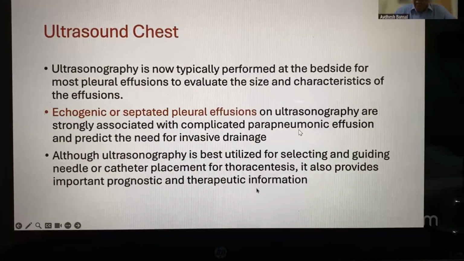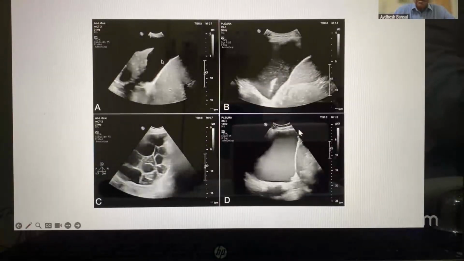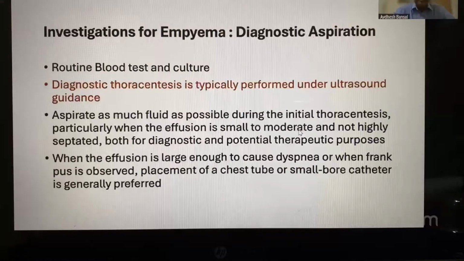So ultrasound is best utilized normally for selecting and guiding the needle or catheter placement, but also provides prognostic and therapeutic information, because if you have almost a fibrosis kind of stage going on in multiple locations, it tells you that this patient may actually have a difficult course in the future when you start treating. So these are some of the examples. This is a free fluid with a pneumonia. This is debris in the pleural fluid, which tells you that this is a complicated parapneumonic effusion, and you see here multiple loculations, which clearly tells you that this patient has an empyema, and this is a kind of fibrosis, which tells you that this patient will have a difficult outcome in future.